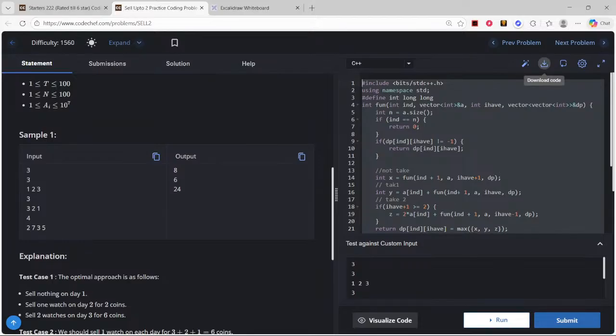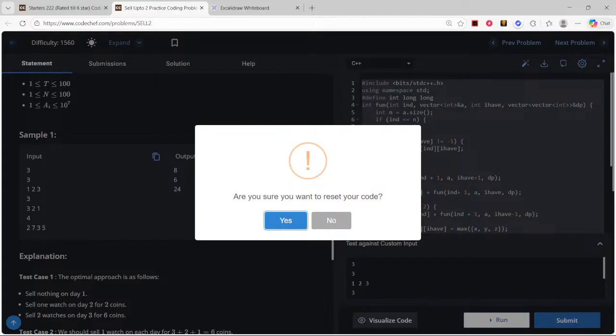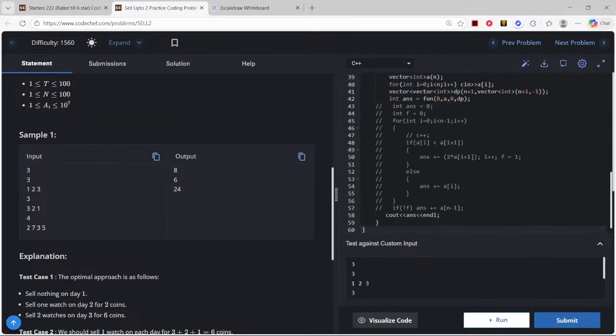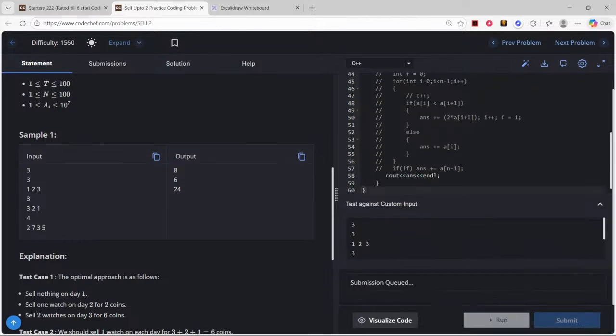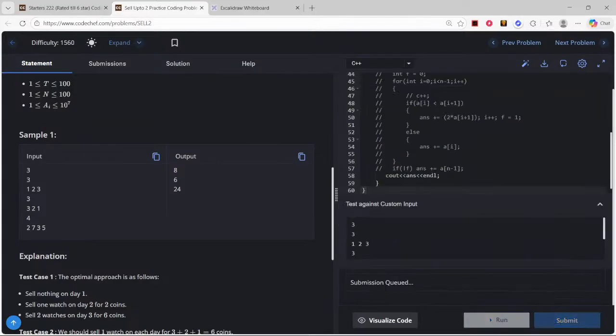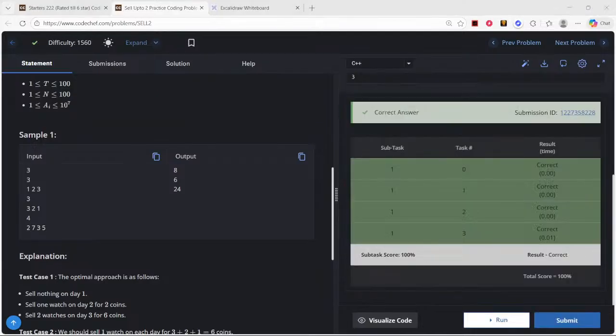To copy the code, right? Why is it not deleting? It's so frustrating. Alright, now to run the code. Then I submit the code, right?